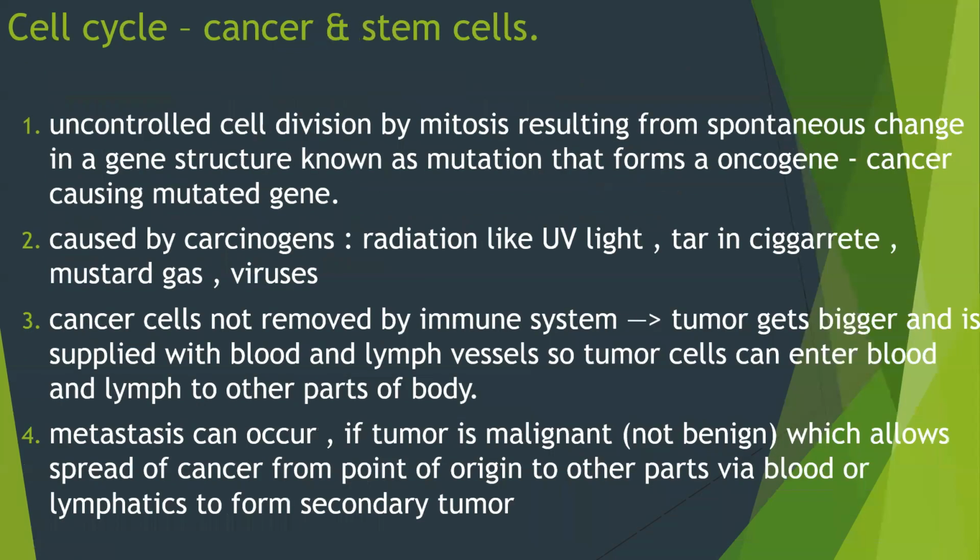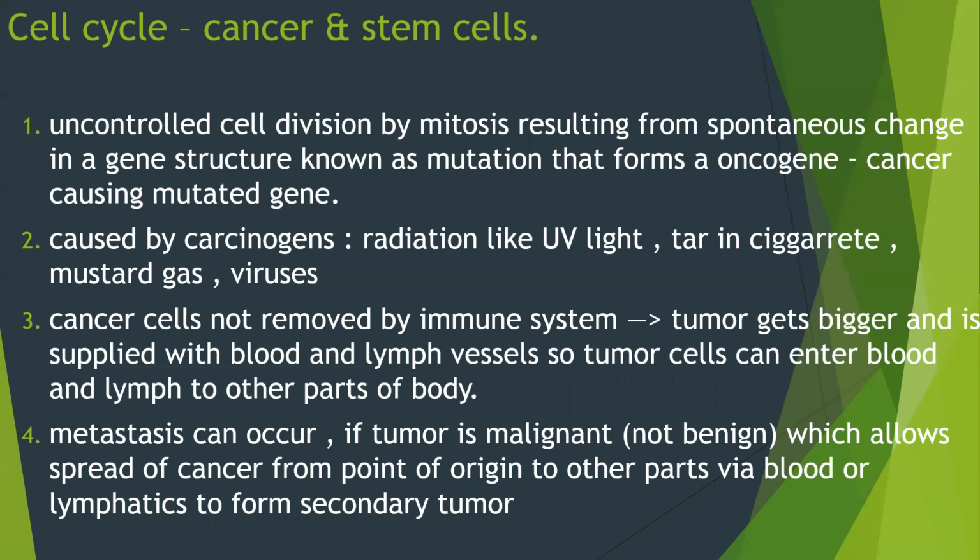And then we also have to talk about cancer and stem cells. So what exactly is cancer? Cancer is uncontrolled cell division by mitosis. It results from a spontaneous change in gene structure. This is known as a mutation, and this results in a cancer-causing gene, which we call an oncogene. And this is usually caused by mutagens or carcinogens.